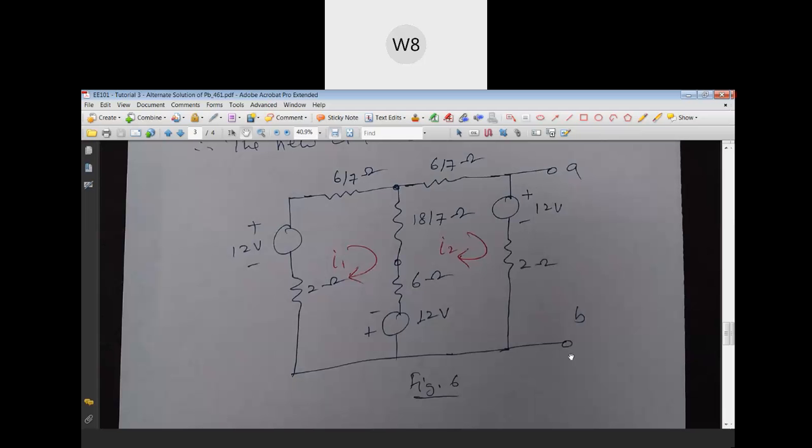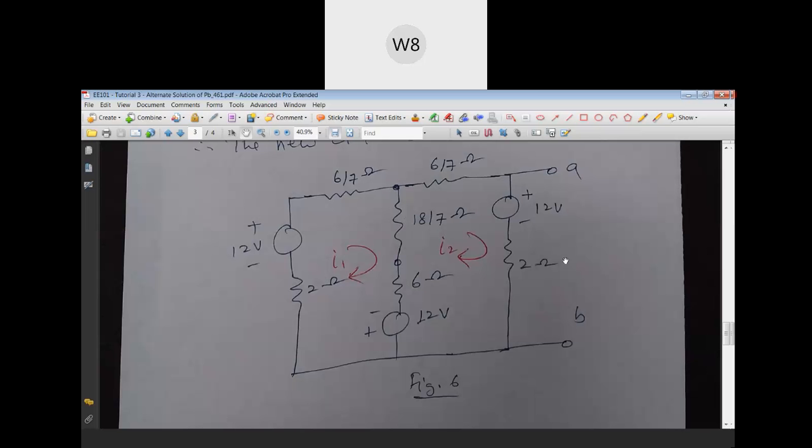But here also we see that even after eliminating the central mesh, we still have a circuit which is symmetrical about this central branch. That means it still has left and right symmetry. So we can again invoke symmetry to split this circuit into two equal halves and then attack only one of them.